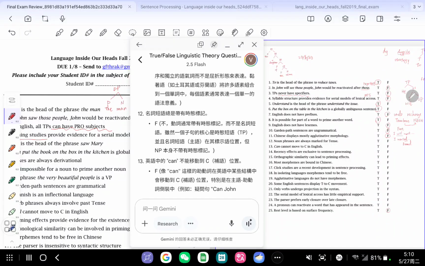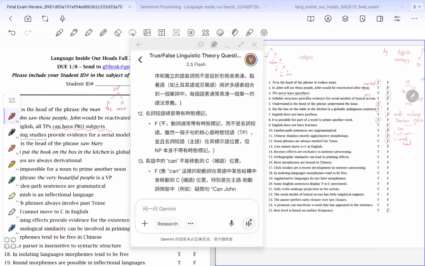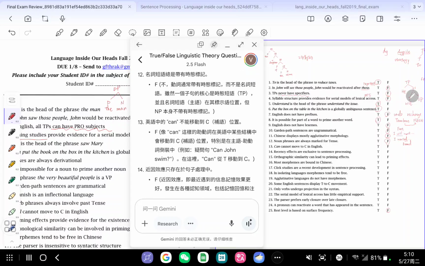12. Noun phrases are always marked with tense. True or false? Any true? False? Come on, give some false. Okay, great. If somebody said true here, he doesn't know what we're talking about. A noun phrase is about a thing, right? The structure, the table, etc. Tense is about an event, kissing or whatever it is. So tense is about the sentence, the past or the future, not the noun phrase. They're two different things.